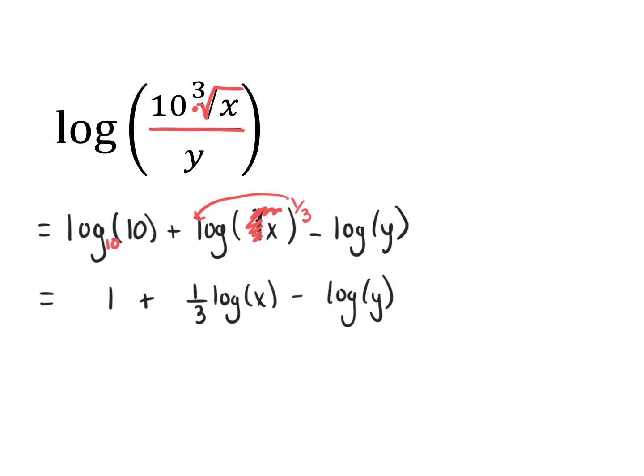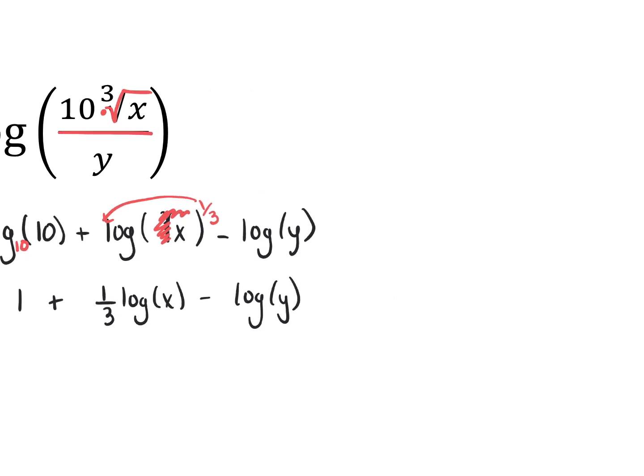So another rule that we need to check when we're simplifying is make sure I don't have any square roots, cube roots, any nth roots inside my logarithm.